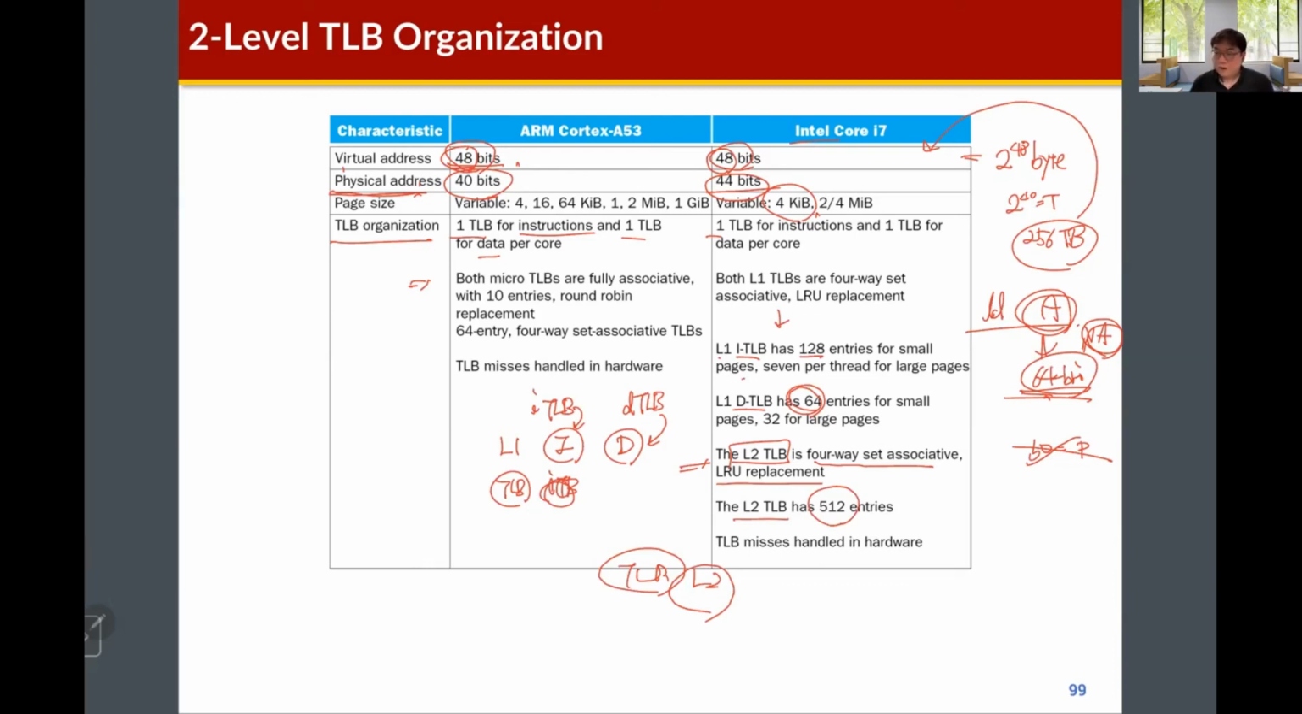Because the TLB is a cache, the TLB can be organized like a cache. It means that the TLB also has associativity like a cache, and the TLB also has some replacement policy, because this is a set associative TLB.